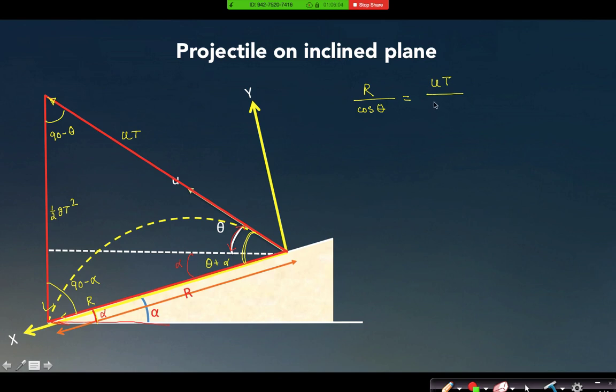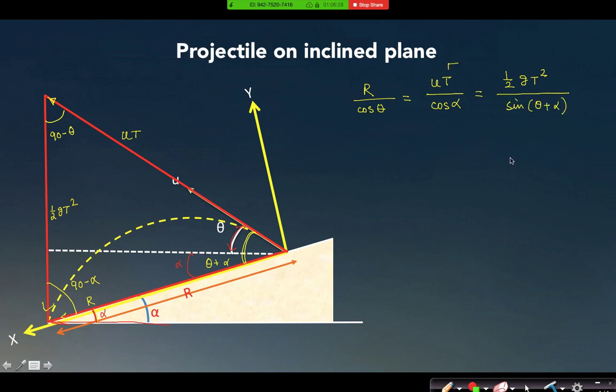R by sine of 90 minus theta, which is nothing but cos theta, equal to ut divided by sine of 90 minus alpha, which is cos alpha, and that is equal to half gt square divided by sine of theta plus alpha.